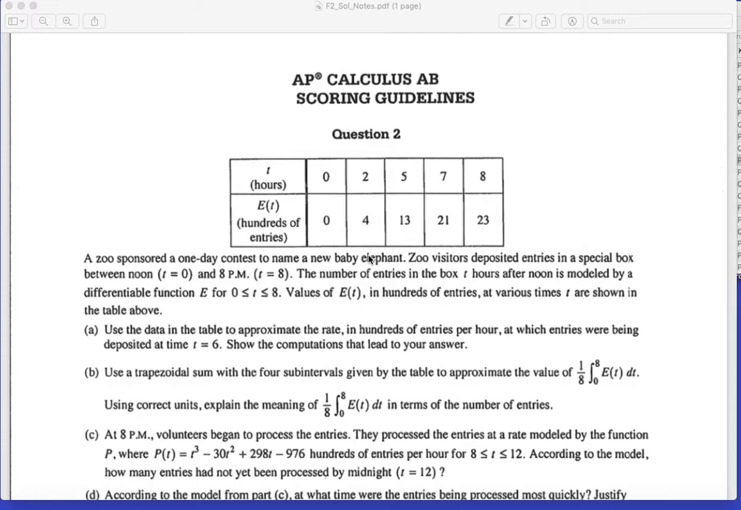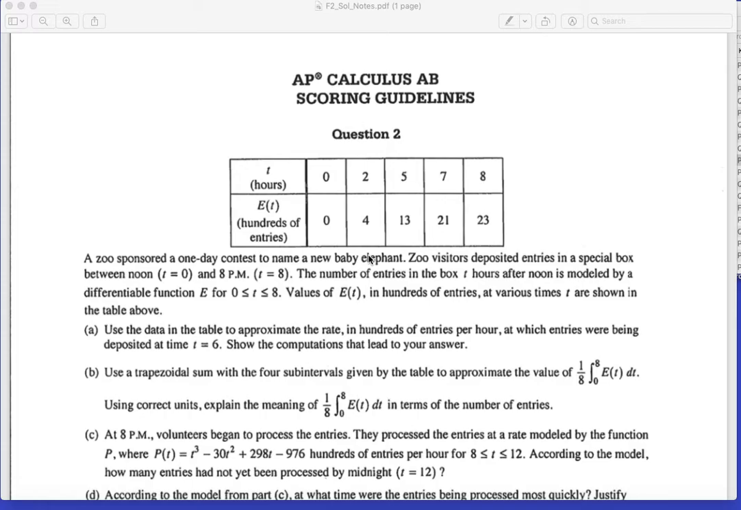Use the data, this is part A, use the data in the table to approximate the rate in hundreds of entries per hour at which the entries were being deposited at time equals 6. So what we have is a table of information about the amount of a quantity, and they're asking us to estimate the rate of change. So that sounds like a slope calculation. They want it at time equals 6.